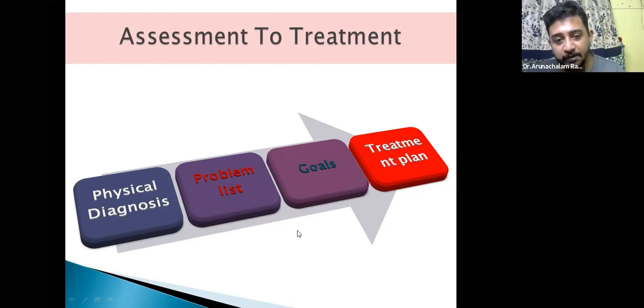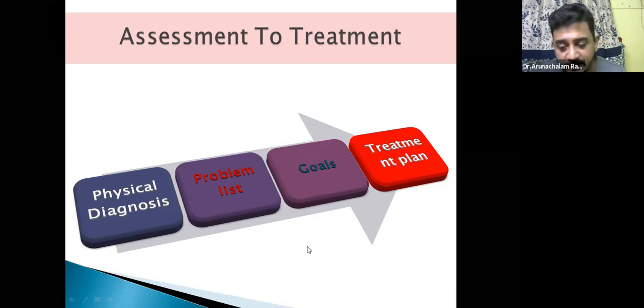So when you are appearing for an exam or when you are writing an assessment, don't have 10 problems in the problem list and goals attesting only 5 of the problems and treatment attesting only 3 of the problems. That is how most of my students do. I find them making mistakes in this place. Why are you not attesting this problem, I'll ask. So have an orderly sequence.